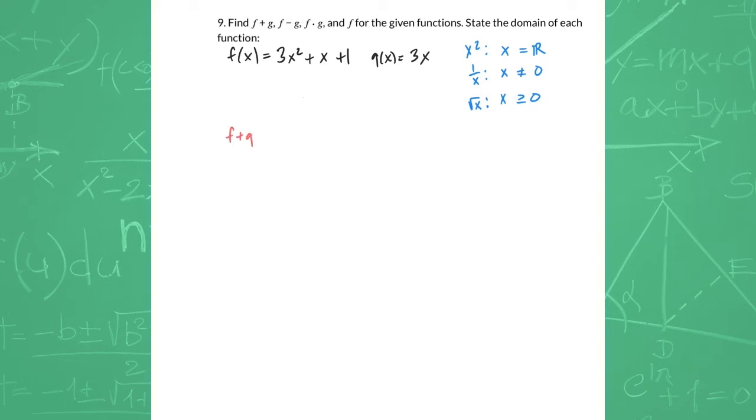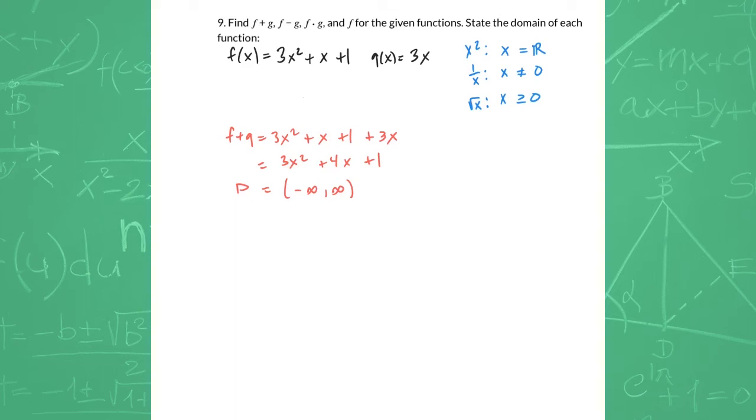f plus g is going to be equal to 3x squared plus x plus 1 plus 3x. And we see that we have two x terms that we can combine. When we do that, since it's 1 and 3, 1 plus 3 is 4, we get 4x plus 1. Okay, and since this is a polynomial, we know that the domain is going to be all real numbers.